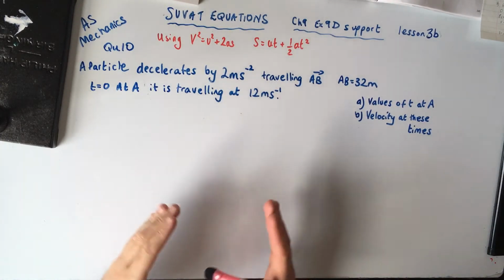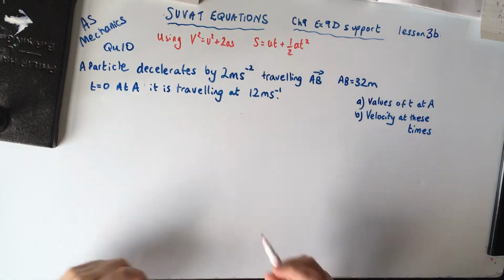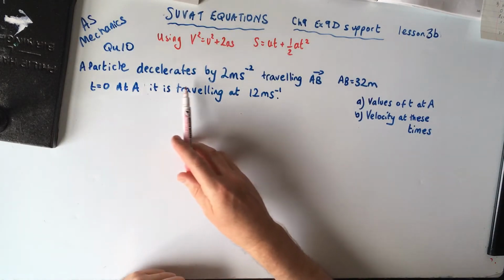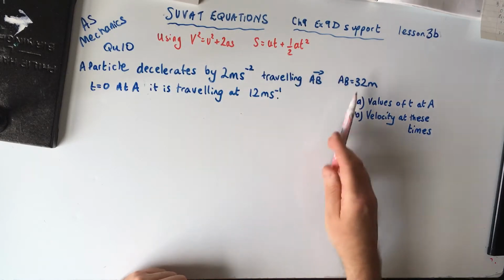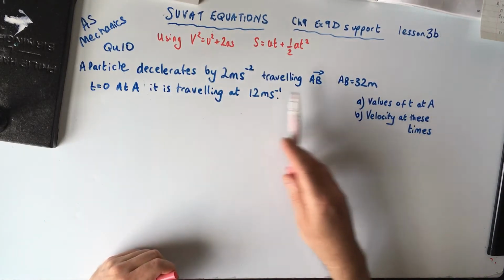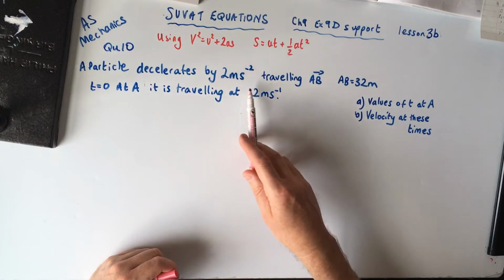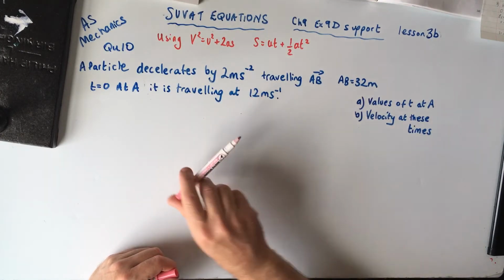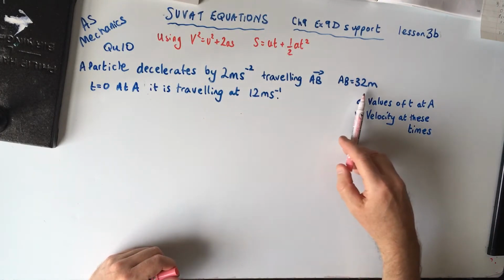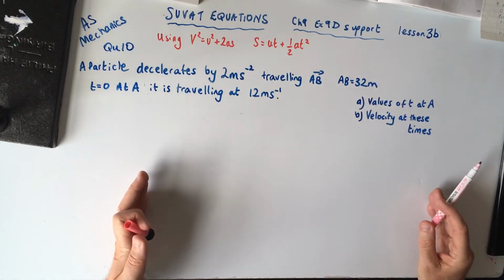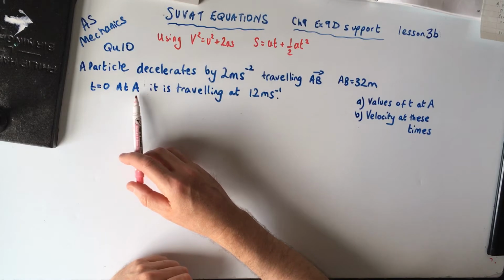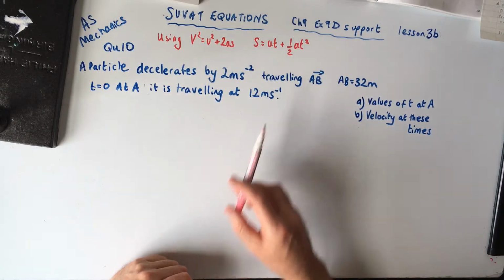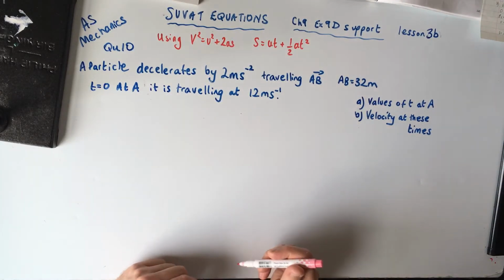So here we go. I'm going to pose this to you. It's not quite worded like this, but I've shortened the question. A particle decelerates at 2 meters per second squared, travelling from A to B, so it's in the direction of AB, where AB is 32 meters, so A and B are 32 meters apart. At t equals 0, at A, it's travelling at 12 meters per second, so that's the initial velocity.